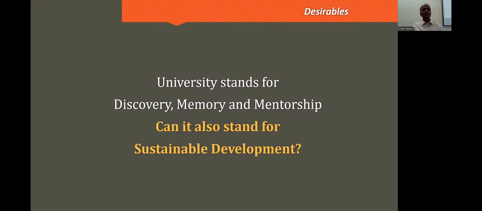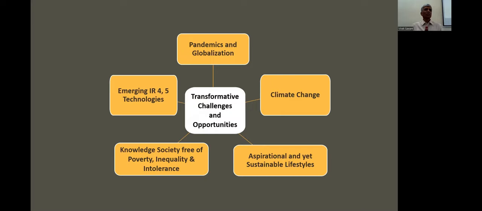But today's challenge is sustainable development. So we are beset with several challenges and opportunities for a university. Higher education cannot remain disconnected from social realities. So we have five areas of challenges and opportunities. Each one appears to be a daunting challenge, but each one is full of opportunities also.